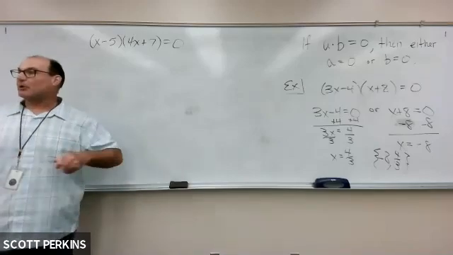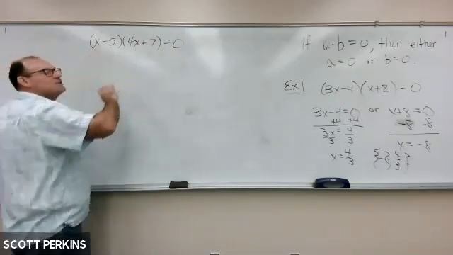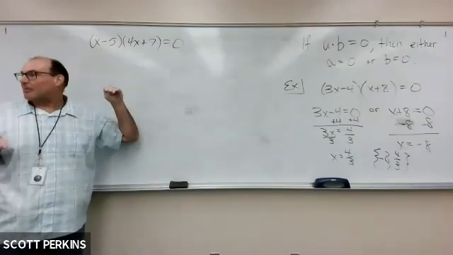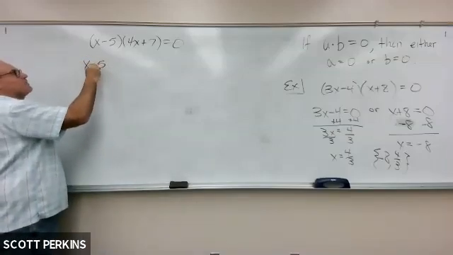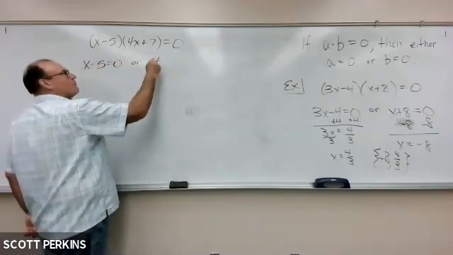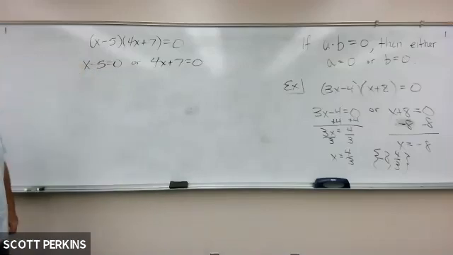All right, the principle of zero products. So this is already equal to 0. These are already being multiplied together. So we're just practicing. This is the last step of every problem we're going to do after this. So what we're going to do is take the first factor, x minus 5 equals 0. Or the other possibility is that 4x plus 7 would equal 0. One of those two things has to be true.